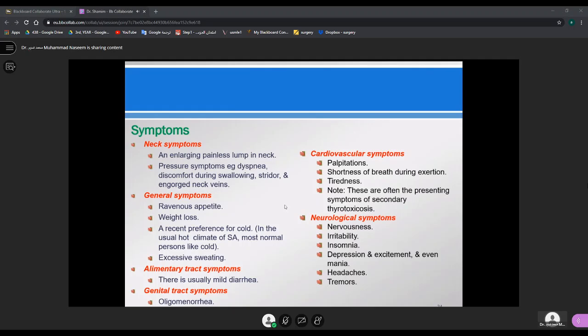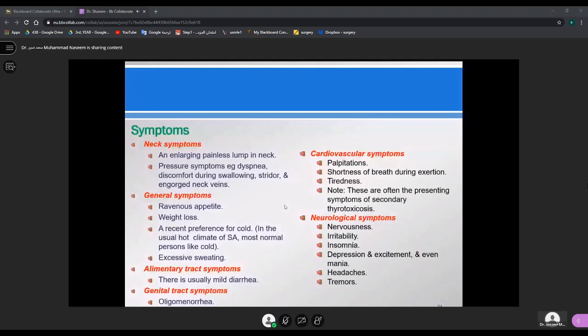General symptoms, these two are typical of hyperthyroidism. Patient has increased appetite, but weight loss as well. This characteristic is universal for a hyperthyroid diagnosis. When a patient comes with increased appetite, but also losing weight, you can strongly think of hyperthyroidism. Patient will prefer to be in cold weather, but in a hot climate, you can assume that most normal people feel better in the cold.